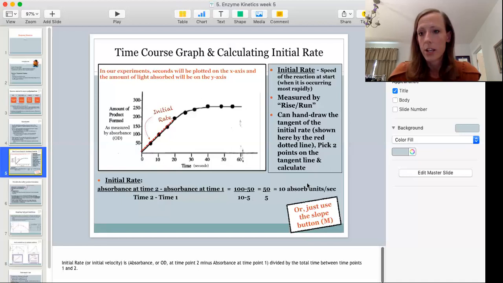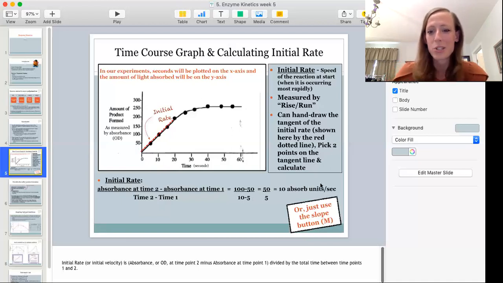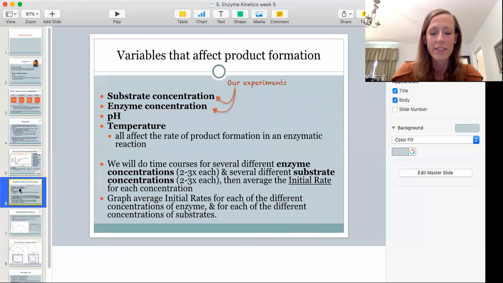Now, you can obviously do this by hand, or there's a special button on the computer, which I'll show you in lab. You can just use the slope button and draw the tangent line at the beginning of the graph, and that will calculate it for you, and you can record that. So it's a little shortcut, but just so you know how to calculate by hand if you have to. All right, so let's move to our next slide.